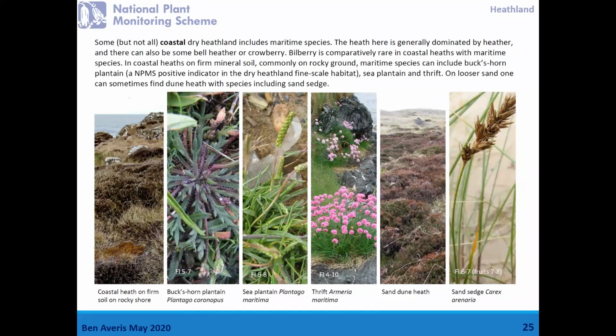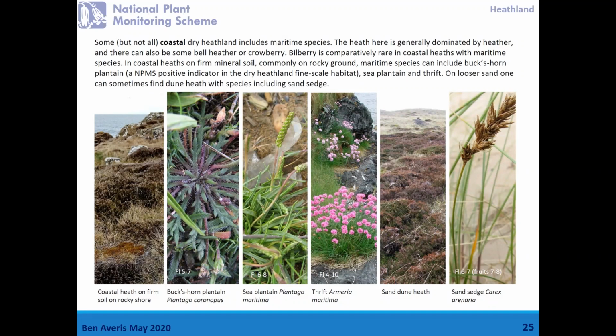So, coastal heaths. Interesting heaths we get along some of the coasts, especially as some of them can have maritime species in them, like thrift and these plantains. If we're using the national vegetation classification, we'd put these into different classes, H7 and H11. But we're not doing that here.